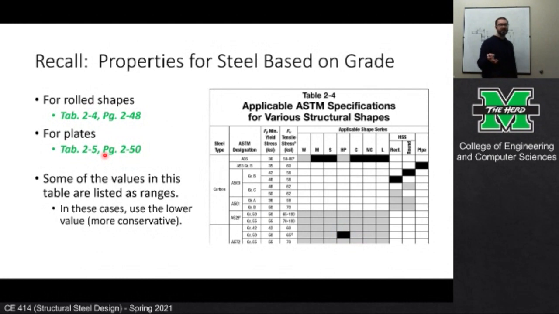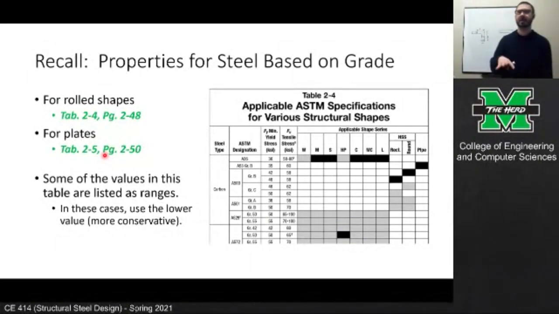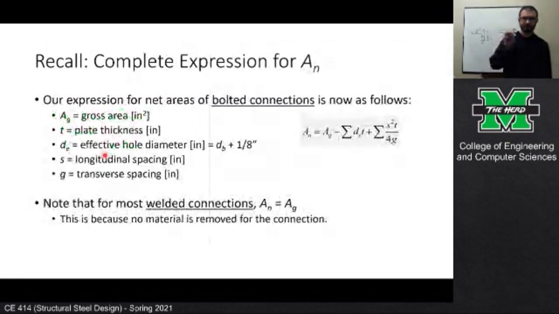For our steel values, and this goes to Mr. Roman's question, we can find the FY and the FU properties for a given steel grade either on table 2-4 or table 2-5. Whenever you have a range, always use the lower value because it's more conservative. For our expression for AN, and this is what we're going to use today, this is again going to be the star of the show.